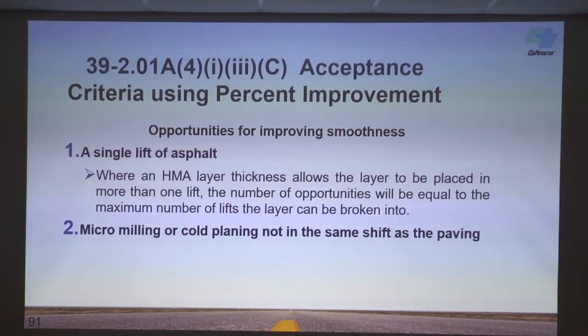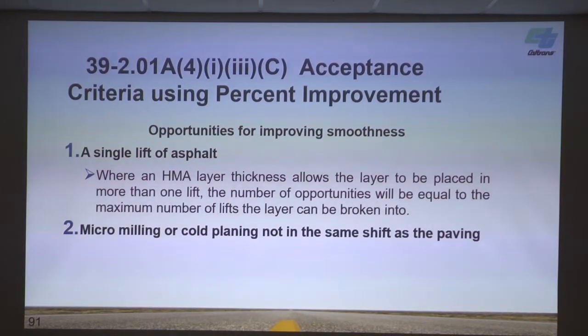Okay, so acceptance criteria using percent improvement, a single lift of asphalt. So our specs define what an opportunity for improvement is. So it's a single lift of asphalt. So it says where an HMA layer thickness allows the layer to be placed in more than 1 lift, the number of opportunities will be equal to the maximum number of lifts the layer can be broken up into, not what the contractor decides to break the layer into.